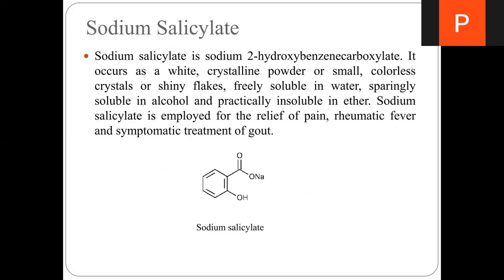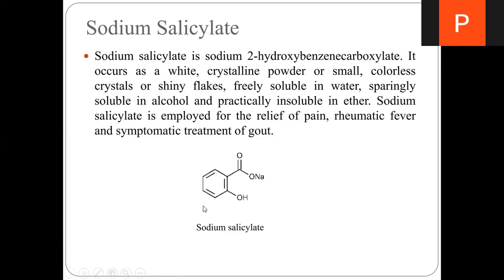Next, coming to sodium salicylate. Sodium salicylate is a benzene carboxylate derivative. It occurs as a white crystalline powder or small colorless crystals or shiny flakes. These are freely soluble in water, sparingly soluble in alcohol, and practically insoluble in ether. Sodium salicylate is employed for the relief of pain, rheumatic fever, and symptomatic treatment of gout.